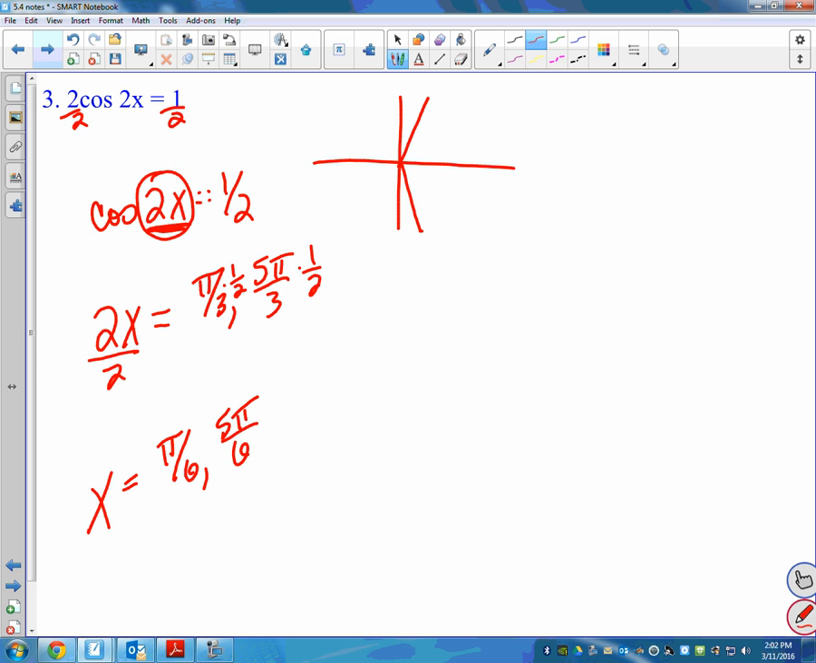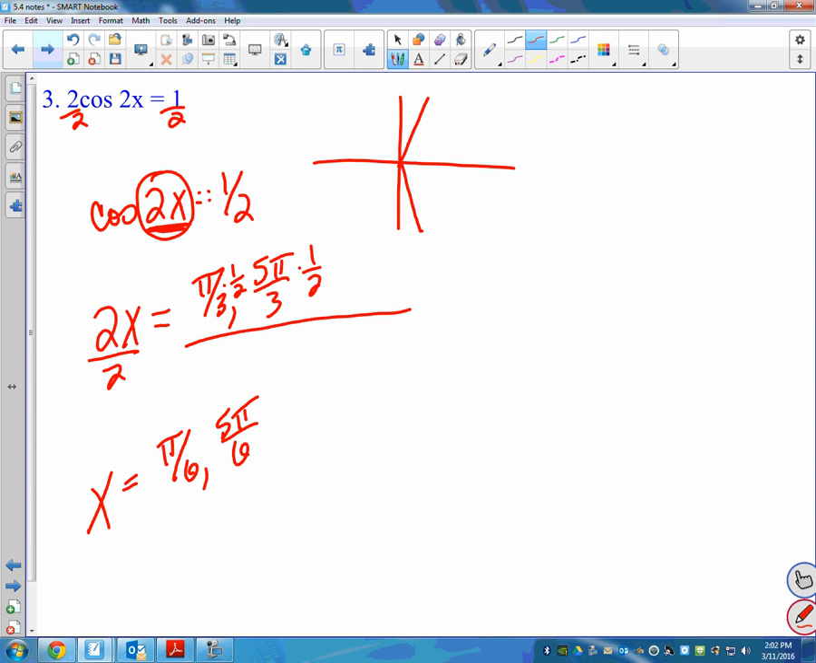You can check that it works. If you plug pi 6 in there, 2 times pi 6 is pi thirds. So pi thirds is 1/2. But here's the tricky part of this. There's still more answers. Because we want answers between 0 and 2 pi. And up here, if I went the next one, I would be past 2 pi. When you cut it in half, 5 pi 6 is not close to 2 pi. Agree with me on that?